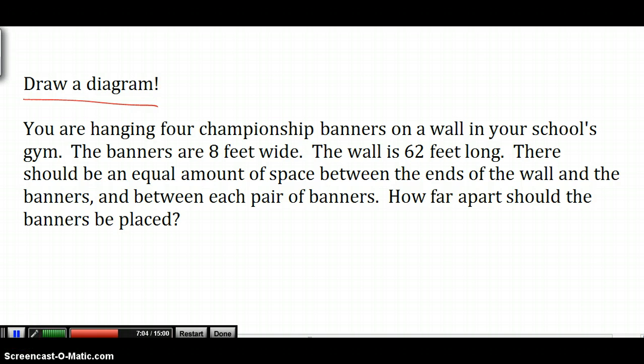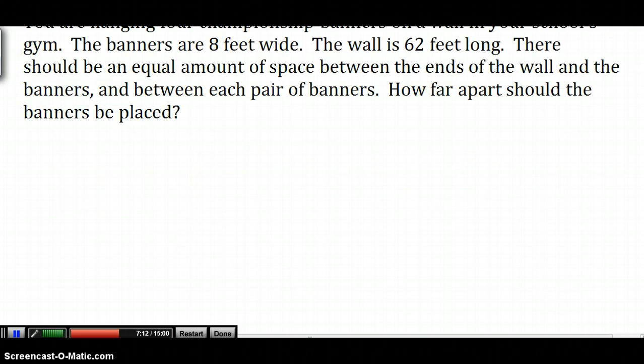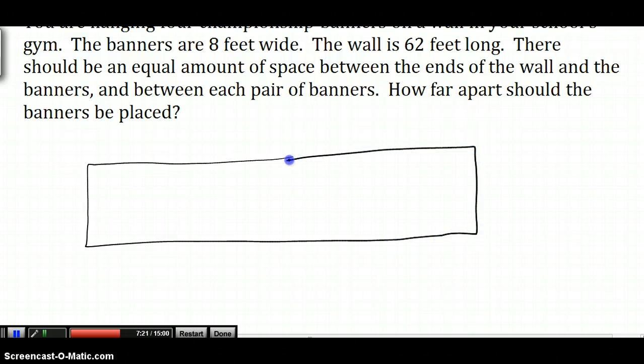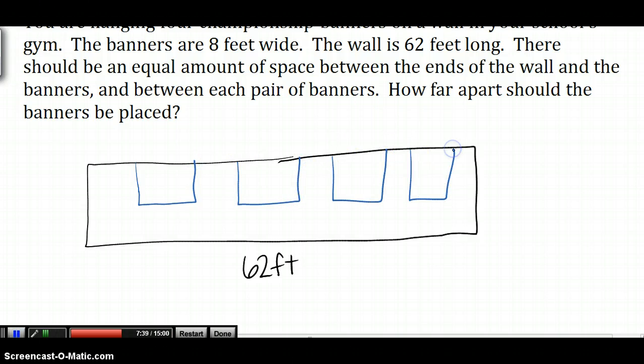Now that's a lot of information to take in, so a diagram could be very helpful in this case. So let's draw it out. You have a wall that's 62 feet long. So here's our wall, 62 feet. And it says each banner is 8 feet wide, and there are 4 banners. So 1, 2, 3, 4.